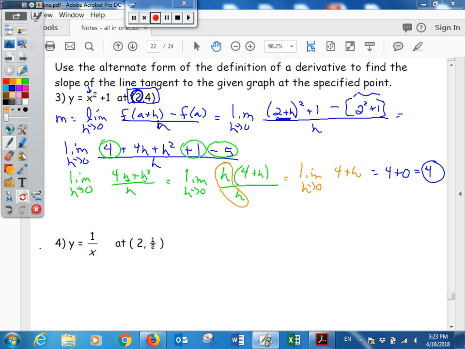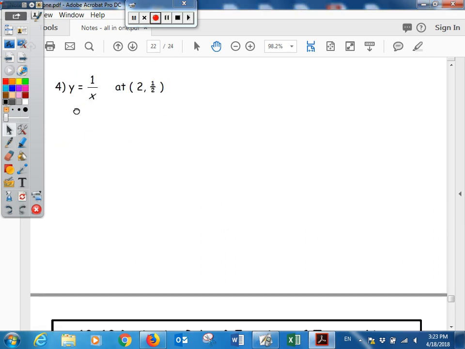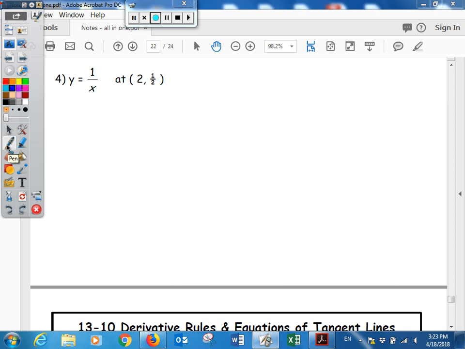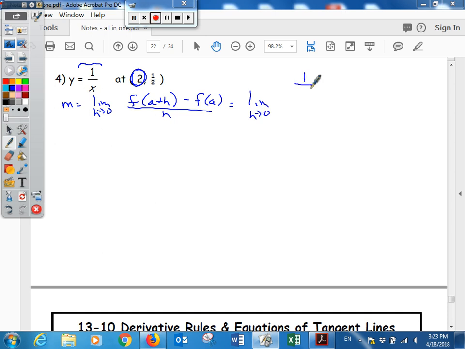All right, let's look at one more example. We're still finding the slope at a specific point, so we still want to use our new version. m is equal to the limit as h approaches 0 of f of a plus h minus f at a all over h. Okay, so if this is my equation, then f at a plus h is 1 over a plus h. In this case, the a is your x value, so we're going to plug in a 2 for that. So the limit as h approaches 0 of 1 over 2 plus h minus 1 over 2, all divided by h.